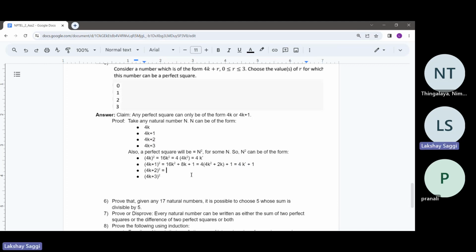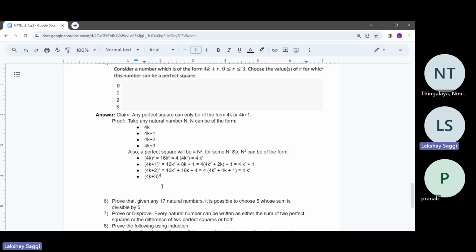So similarly for (4k+2) whole square, I can expand it out again. It will be 16k square plus 16k plus 4. And now I can take a 4 outside for all of these terms together, and this will become equal to 4 times (4k squared plus 4k plus 1). So now this is again an integer, and I'll just write it as k prime. So this will again be equal to 4 times k prime. So in this case also, it is of the form 4k, divisible by 4.